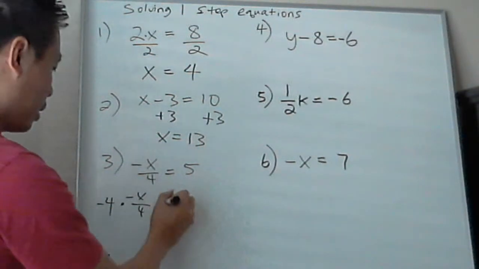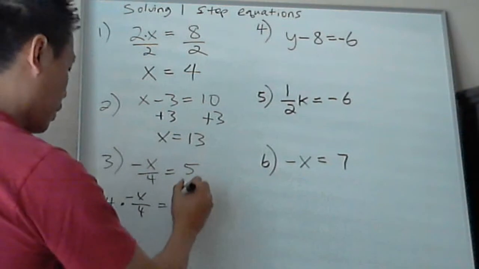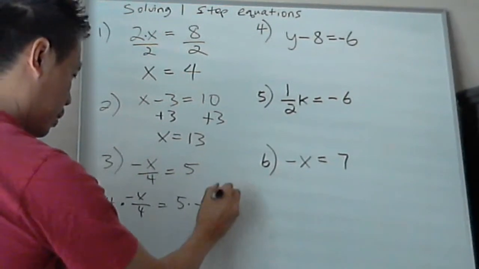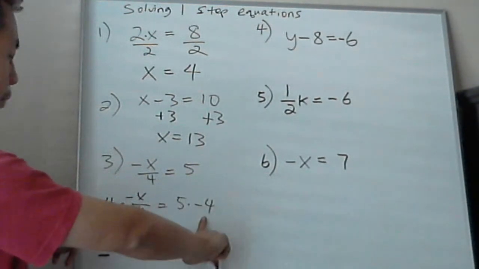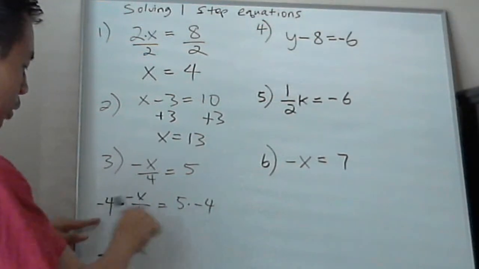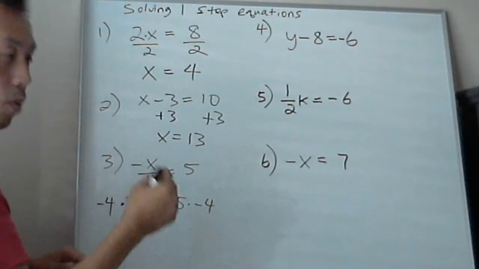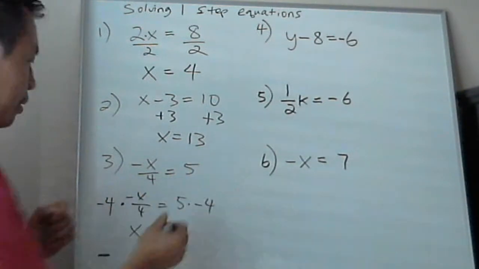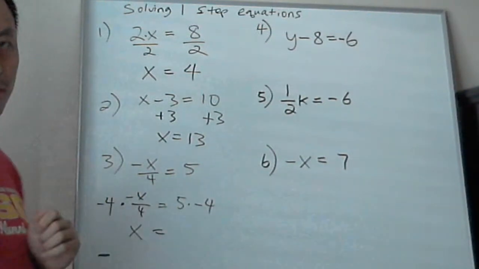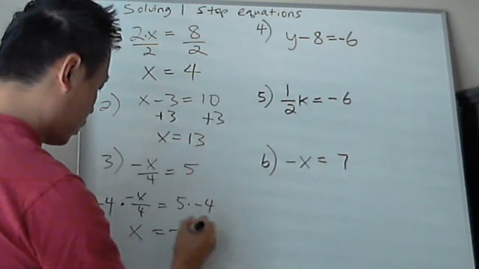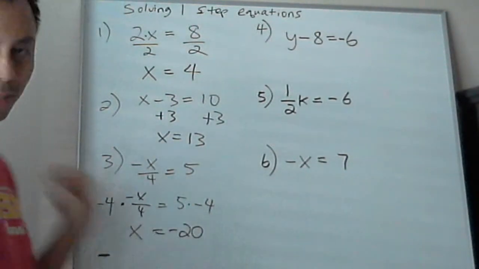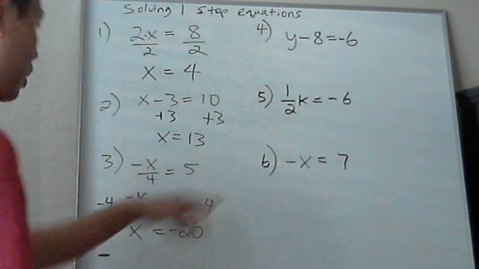Okay? And if we do it on one side, we've got to do it on the other side. So they both multiply by negative 4, both sides. This will just become 1x, or x, right? Because negative 4 divided by 4, negative 4 is just 1x. And then what's 5 times negative 4? Negative 20, from another lesson. Remember the multiplying and dividing on negative numbers?